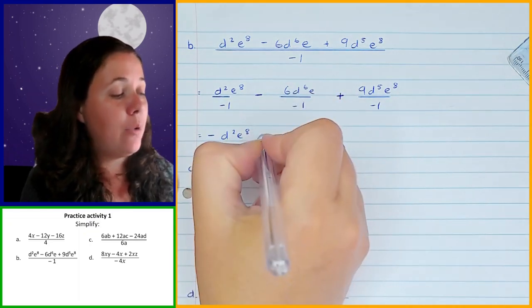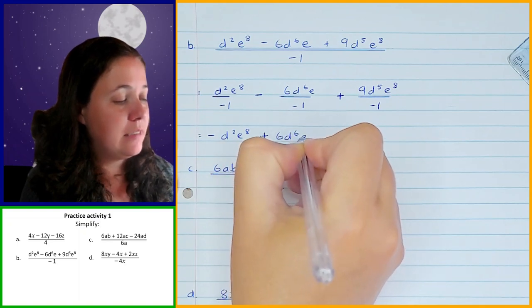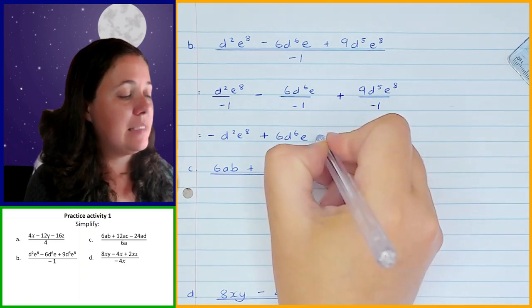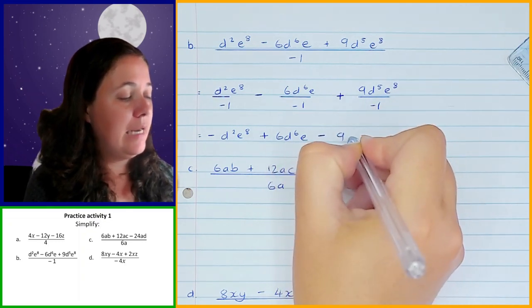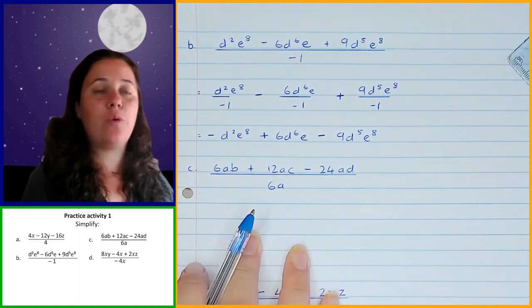That makes it a positive 6d to the power of 6e. Then I've got a positive and a negative. That makes negative 9d to the power of 5e to the power of 8. So that's what you should have got for question B.